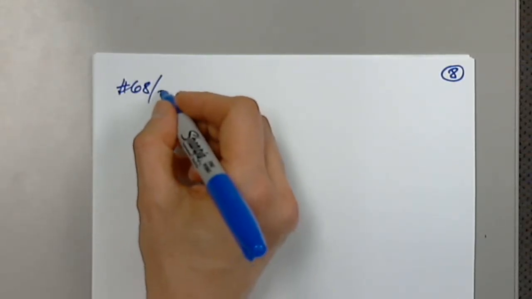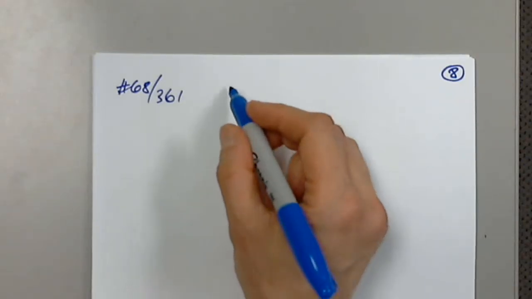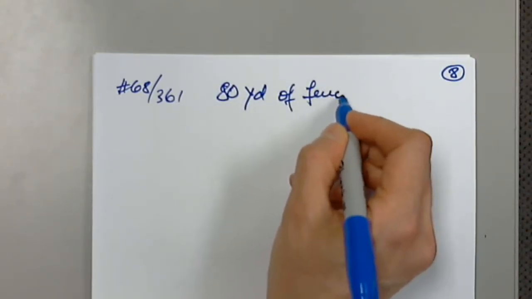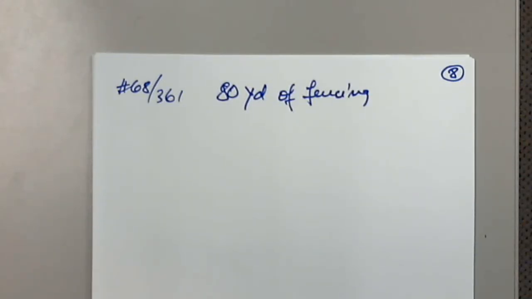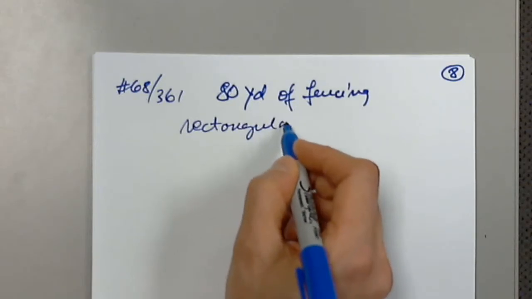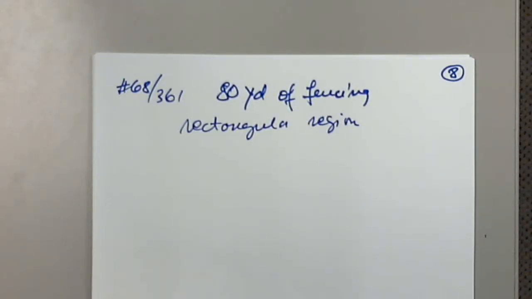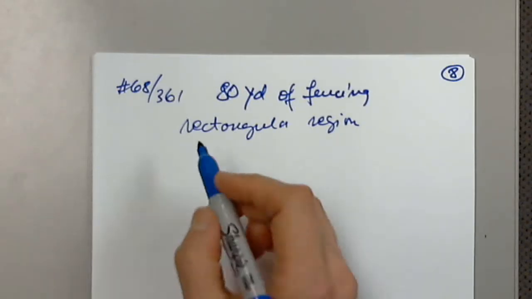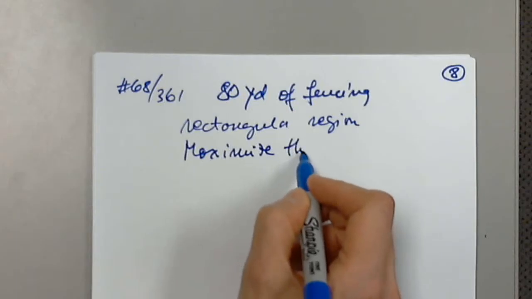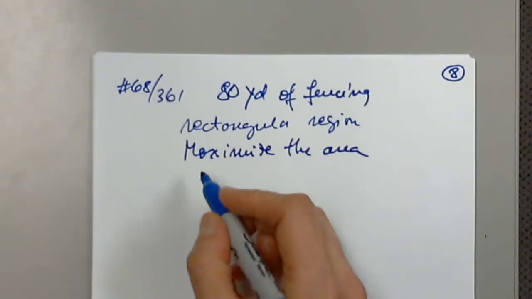Okay. On page 361, I would like to look at a word problem. I don't remember if we did this or not. You can stop me and say we've done it and we choose something else. Let's say 68 on page 361. You have 80 yards of fencing to enclose a rectangular region. Find the dimensions of the rectangle that maximize the enclosed area. And what is the maximum area?